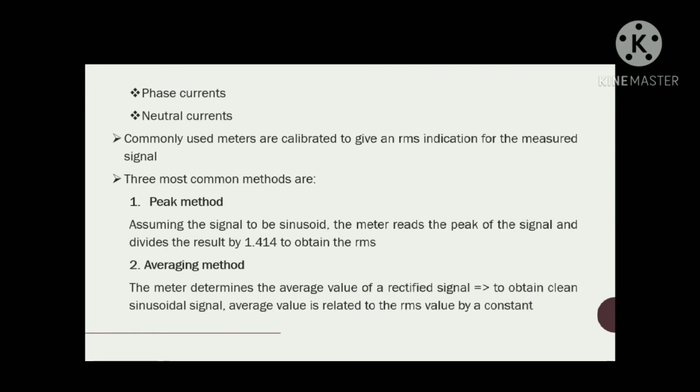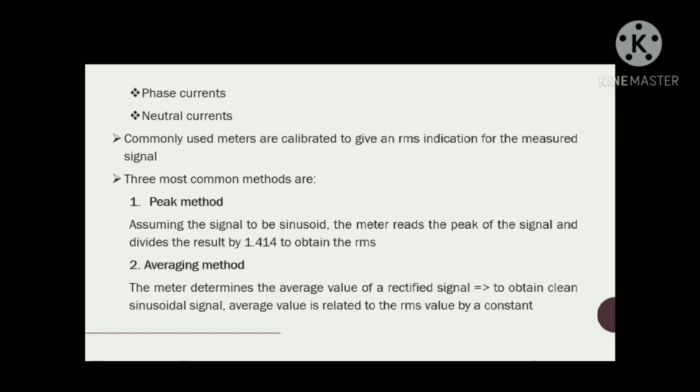The most important factor to consider when selecting and using a multimeter is the method of calculation used in the meter. All the commonly used meters are calibrated to give an RMS indication of a measured signal. However, a number of different methods are used to calculate the RMS value. The three most common methods are, first, the peak method. Assuming the signal to be sinusoidal, the meter reads the peak of the signal and divides the result by the square root of 2, that is 1.414, to obtain the RMS.